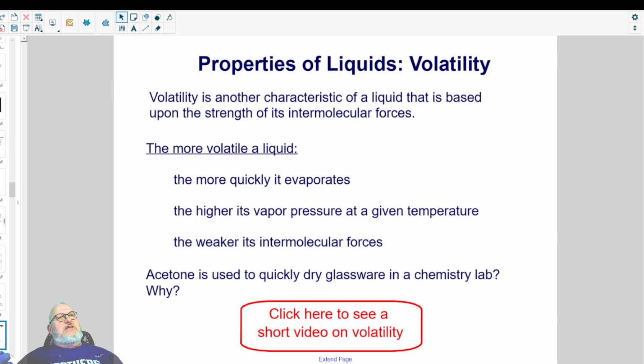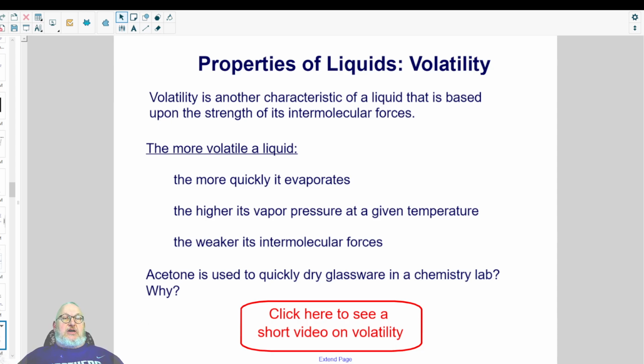Volatility. This is another characteristic of a liquid that's based upon the strength of its intermolecular force. The more volatile a liquid, the more quickly it evaporates, the higher its vapor pressure at a given temperature, and the weaker its intermolecular forces.